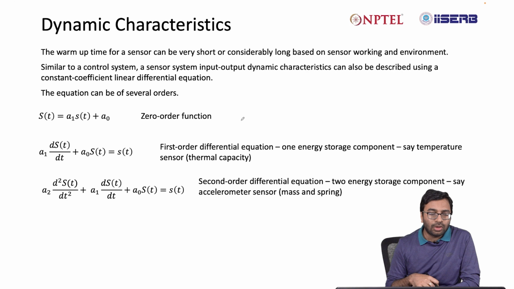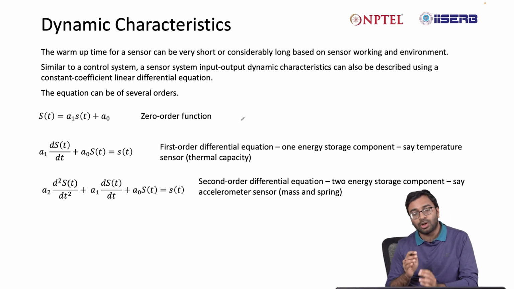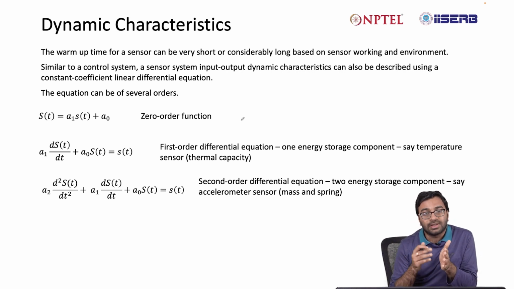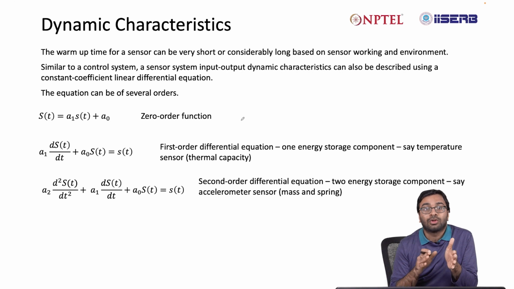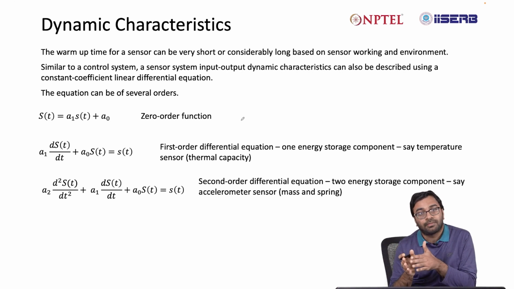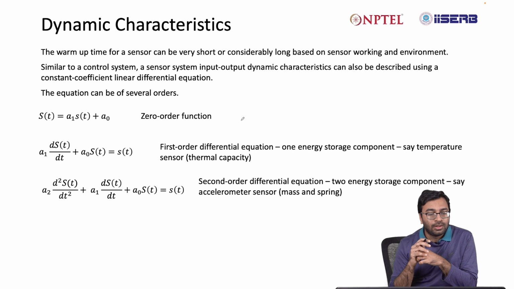So similar to control system, a sensor system's input output dynamic characteristics can also be described using a constant coefficient linear differential equation. So the input output dynamic characteristics of a sensor can be described using a constant coefficient linear differential equation. This type of equation you also have seen in case of control system, which is known as transfer functions. So for many of the sensors you will find that the equation is a zero order function.